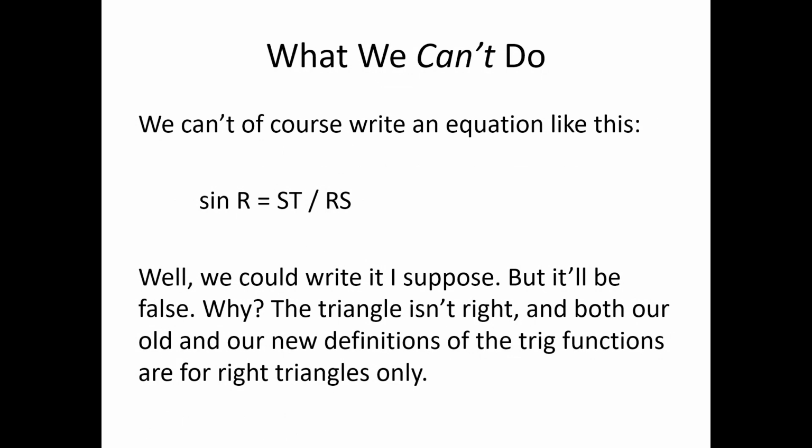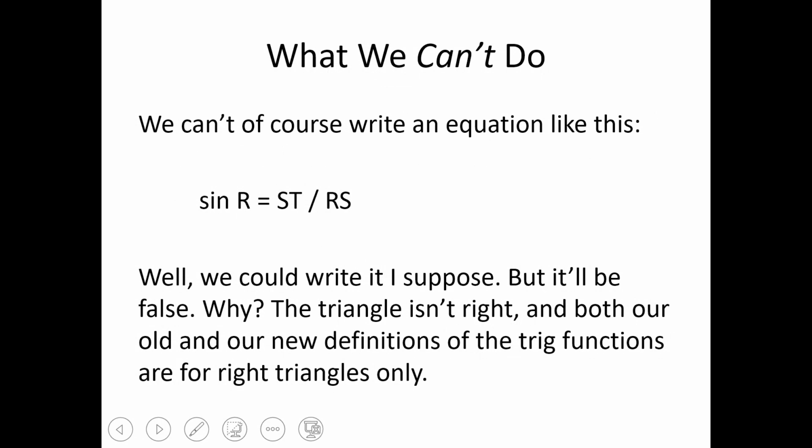Because sine is always a ratio of side lengths in a right triangle. Now, in the modern definition, those side lengths can be directed lengths, so they can potentially be negative. But it's always a ratio of side lengths in a right triangle. So that's just false, so don't do that. Don't treat a non-right triangle as if it is a right triangle. Don't use the trig functions in a triangle that is not right.